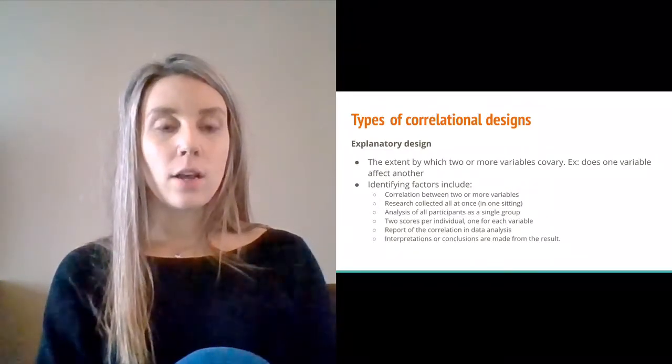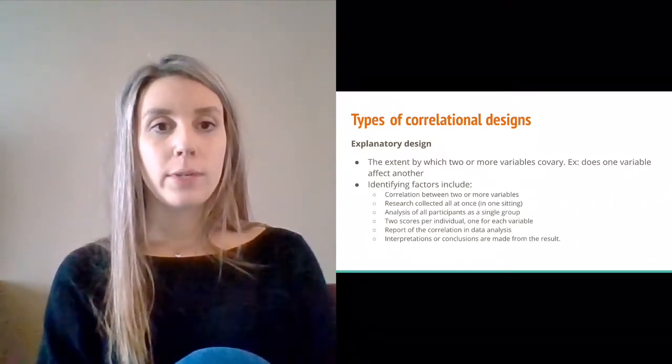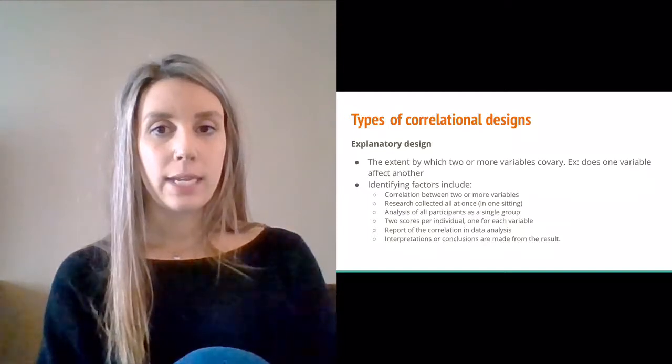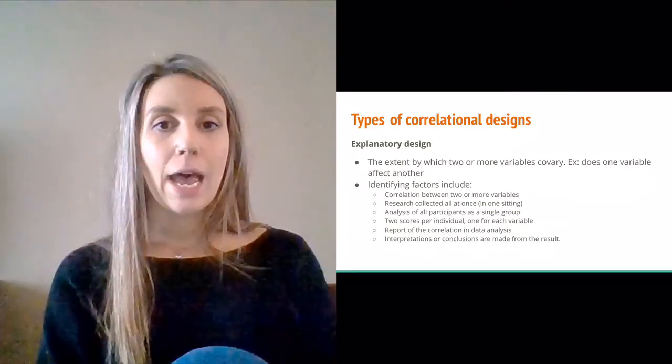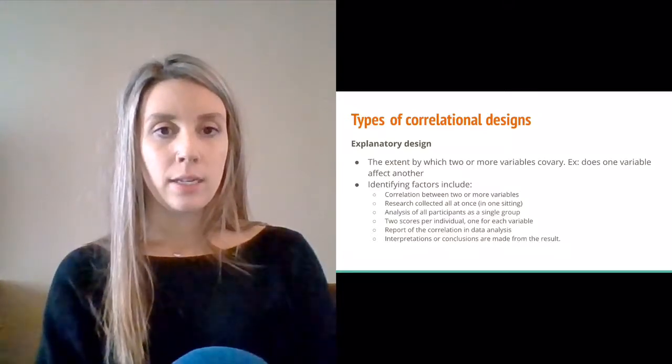One is called explanatory. In explanatory correlational research, researchers want to know how one variable is related to the other. For example, how is the number of cats I own related to the amount of money I spend on pet supplies? There are some factors to help us identify a study as explanatory.